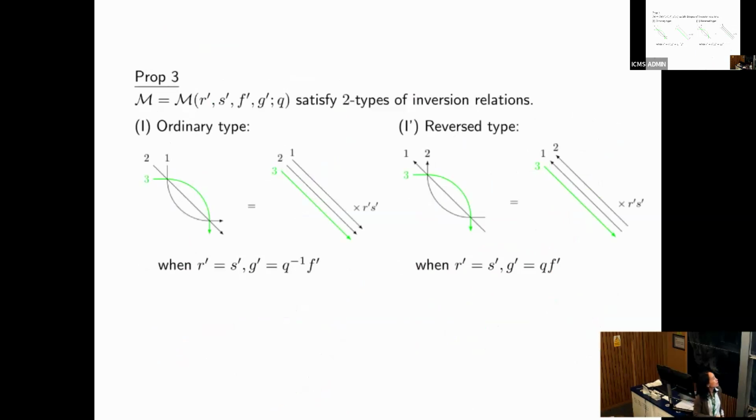Then, moreover, we use these two relations. So these may remind you of the unitarity condition for the R operator for the Yang-Baxter relation. So we have these relations. So again, it is to have some condition for parameters for M.